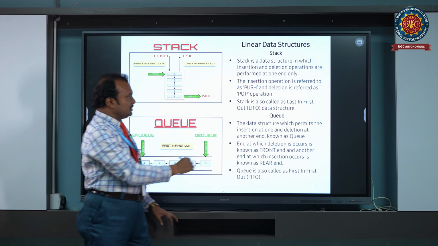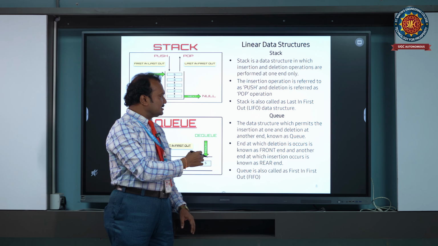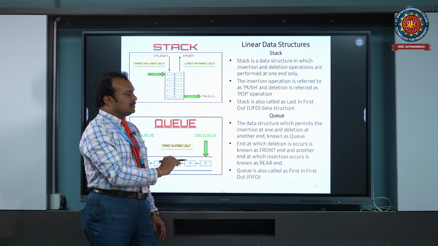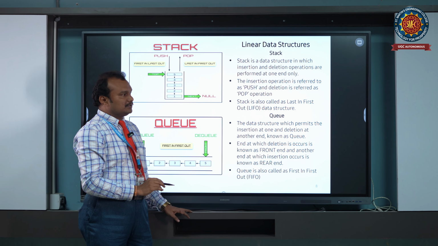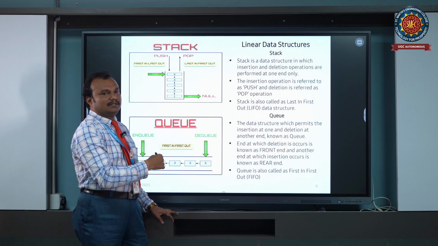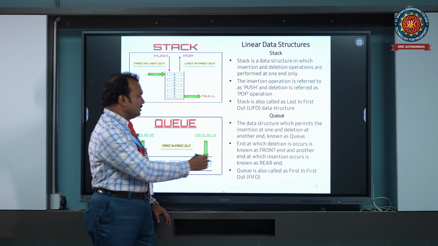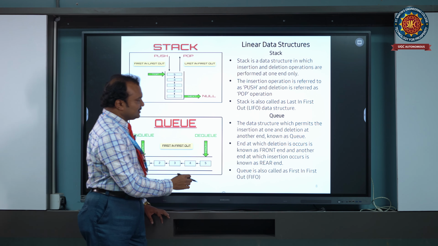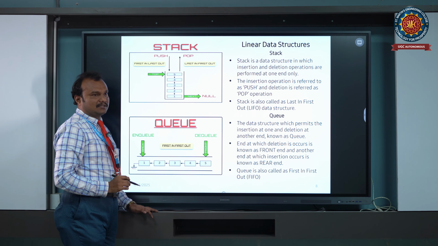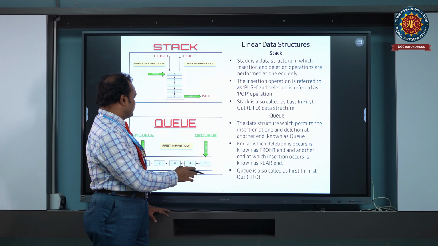Then coming to the queue data structure. The data structure which permits insertion at one end and deletion at another end is the queue data structure. The insertion operation will be performed at the rear end and the deletion operation in a queue is performed at the front end. So queue is also called first in first out data structure, or LILO data structure, meaning last in last out data structure.